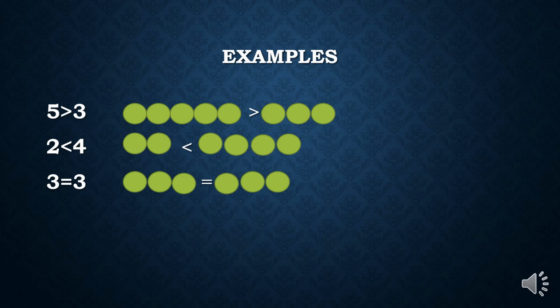3 is equal to 3. 3 circles is equal to 3 circles.